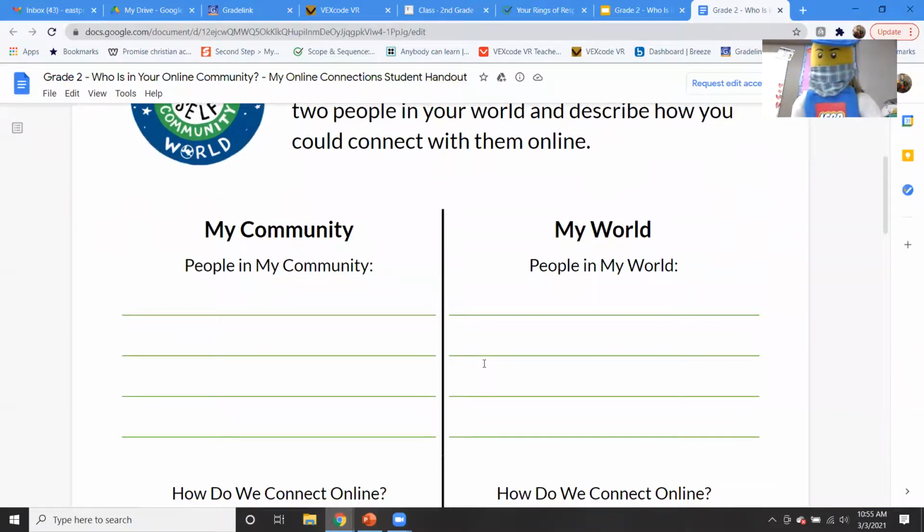Yeah, like in my community, I have one of my Lego friends, so I could write them down. And then I could say, how do I connect? I connect by sending them messages. And sometimes we do video chats together. And we both build Legos while we're video chatting. Yeah, so that would be a great example.